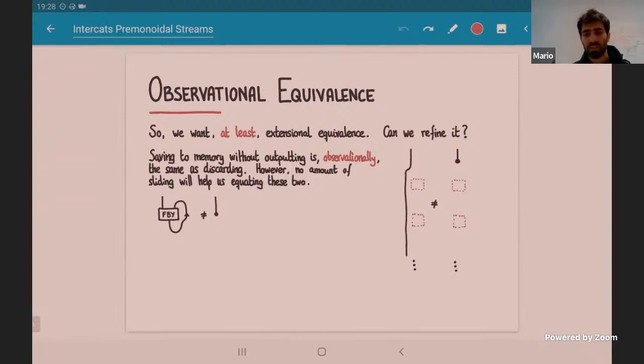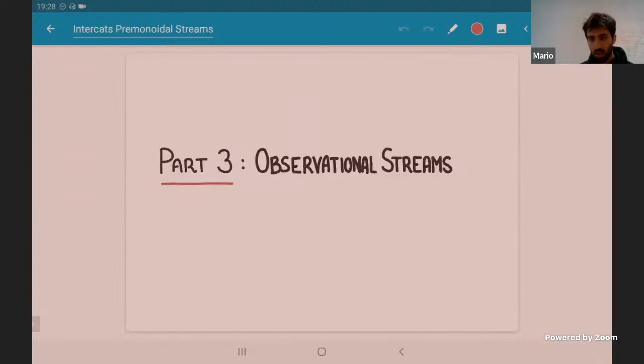So there could be processes that just keep something in memory without interacting with the world, and I cannot show that these are the same as just discarding. But observationally, I would want them to be the same. I'm not going to observe anything different if I have some process that doesn't interact with anything. So I still want to quotient by something, and this is observational equality. And with this, we get to the final notion of monoidal streams.